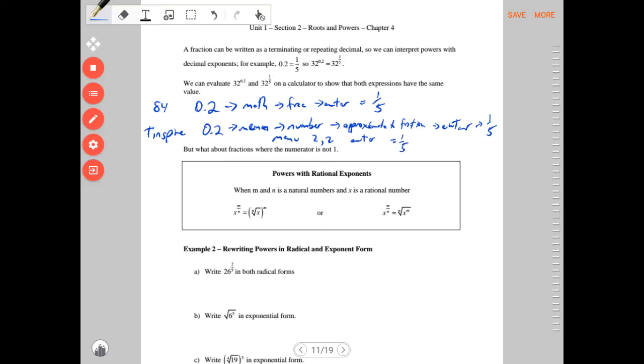So you can see that 0.2 and 1/5 are exactly the same. So of course 32 to the 0.2 will equal 32 to the 1/5, which of course is 2, by the way.